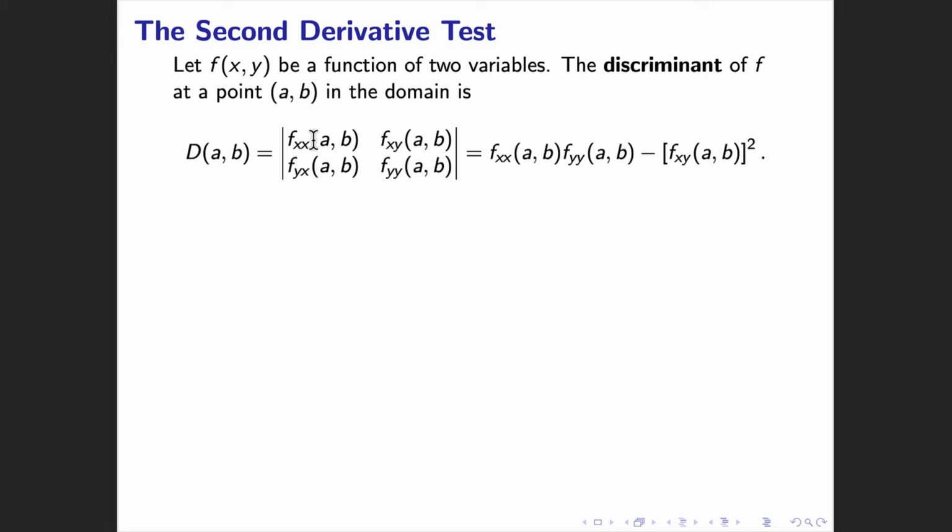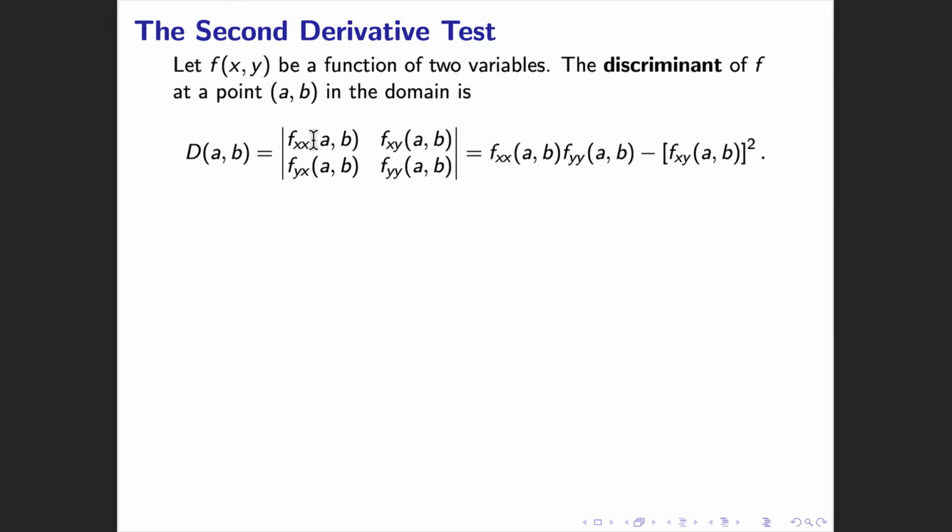Hello, this video is meant to give the sketch of the proof of the second derivative test for a function of two variables f of x and y. To do that, we start with defining the discriminant and the statement of the theorem of the second derivative test.